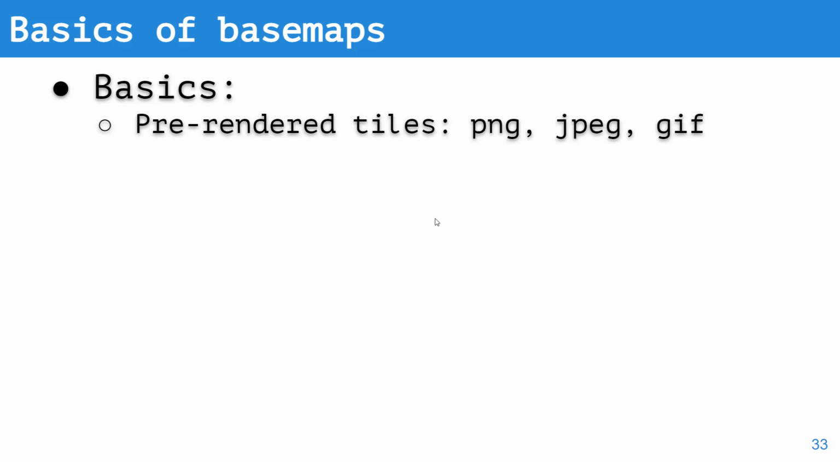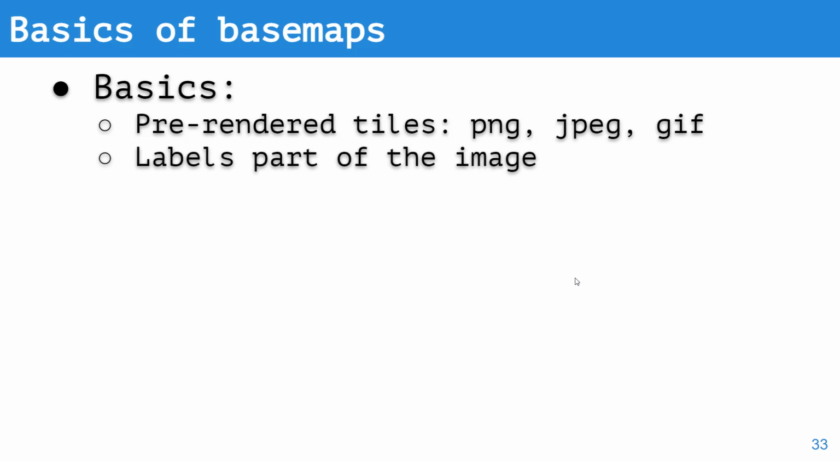Some of the base maps are coming as pre-rendered vector tiles. We'll talk about vector tiles coming up in a demo. So maybe they're not images, but you'll know if it is an image, and the labels are also part of the image. So when you do a two-finger rotate of the map on your phone, you'll notice that the labels are stuck in the image, and the labels will rotate with it.